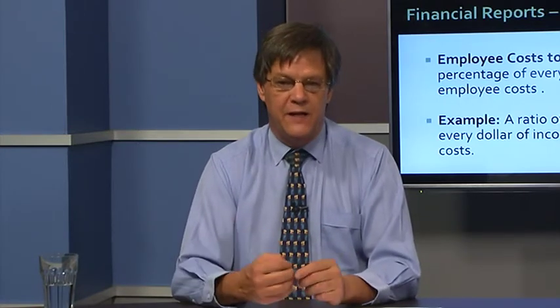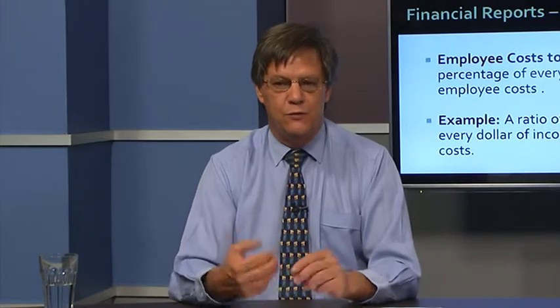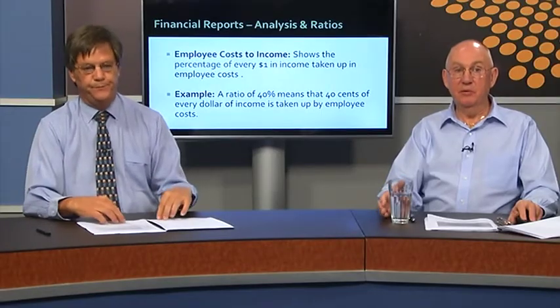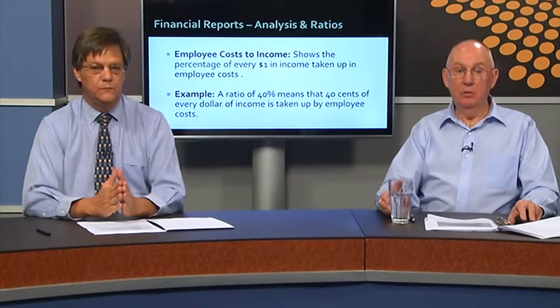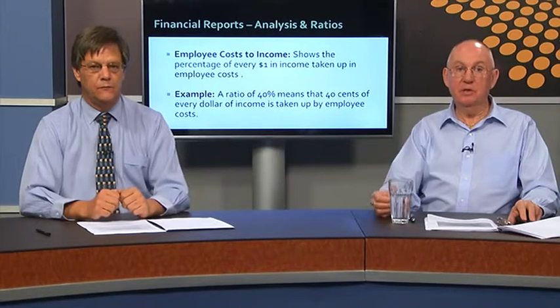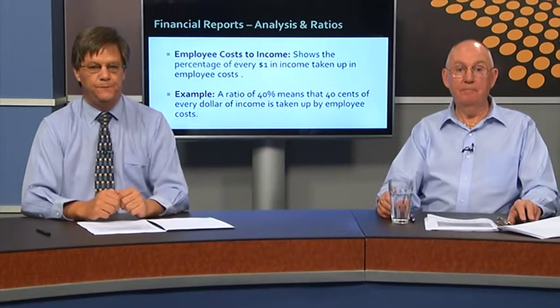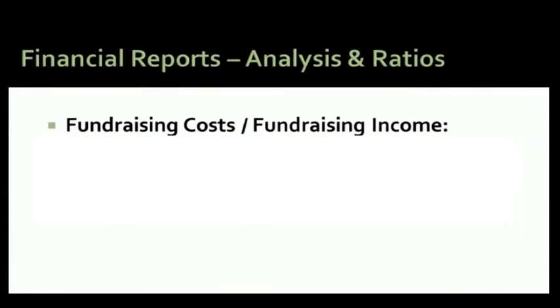So that's where you understand the ratios, and they start telling you when your operations are being inefficient or efficient. The ratios can tell us how efficiently the business or the organisation is working. And employee costs, because they are usually such a big percentage of the total cost, is a key one to monitor. Another example I've got here is fundraising costs to fundraising income.